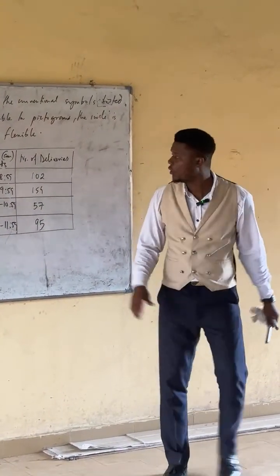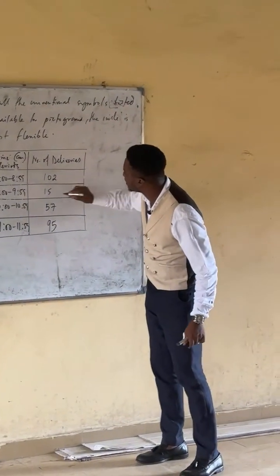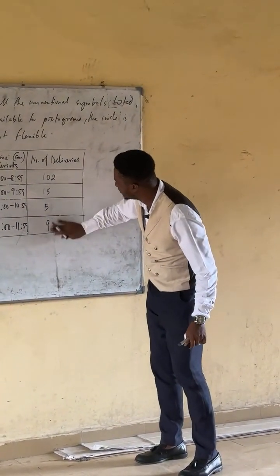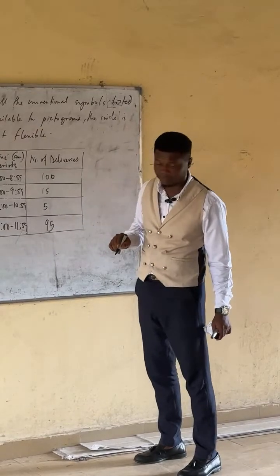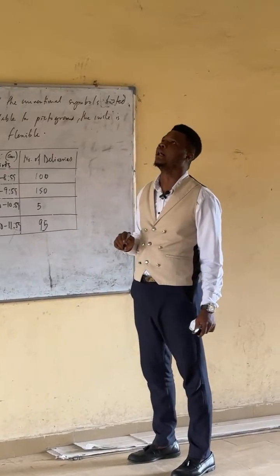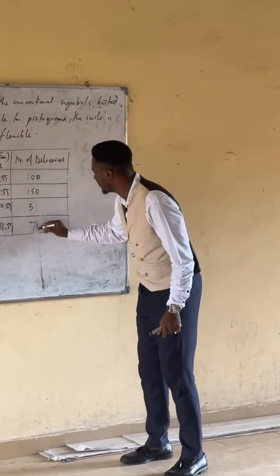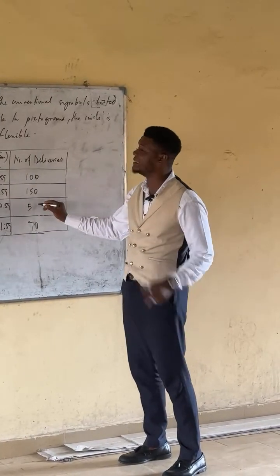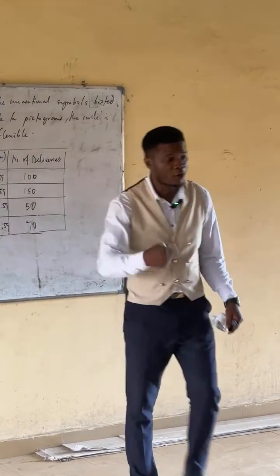Good. So let's see. For a start, let's change these figures for now because of something. Let's maintain 95 here. Let's put here 100. Let's put here 150, and let me change here to 70 for a particular reason, and then I'm going to change here to 50. Good. I will explain why.